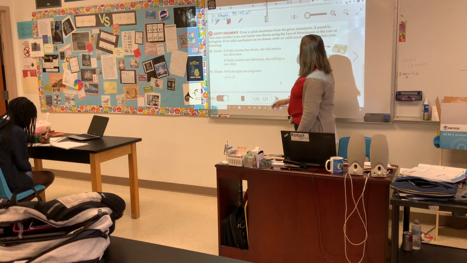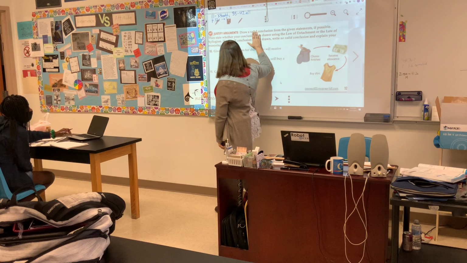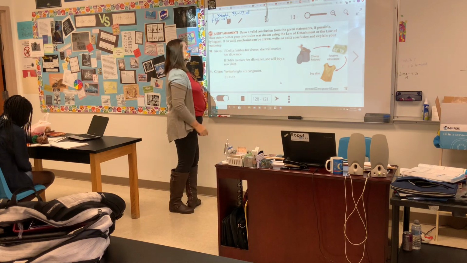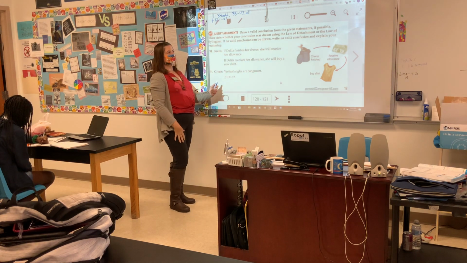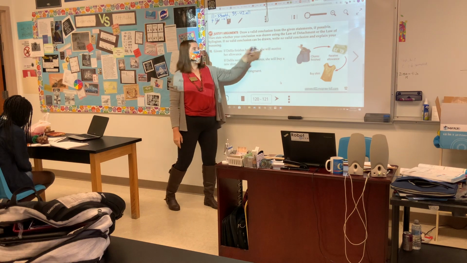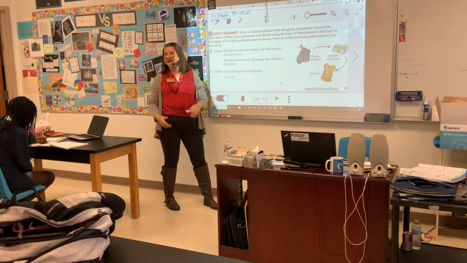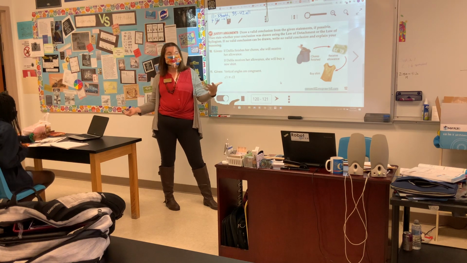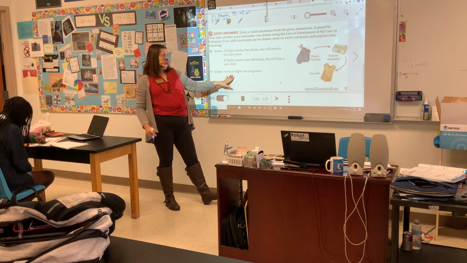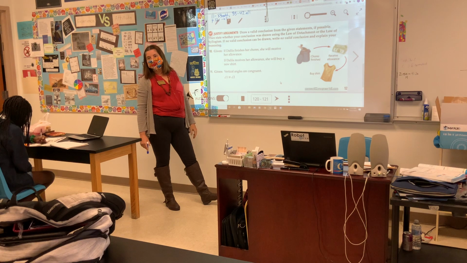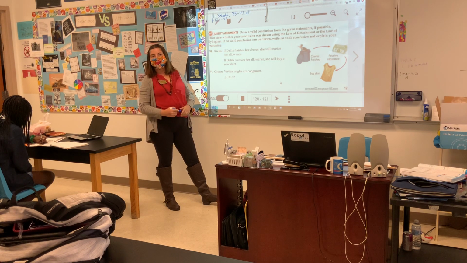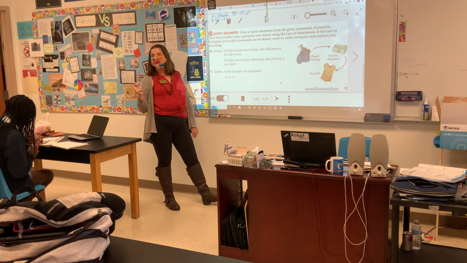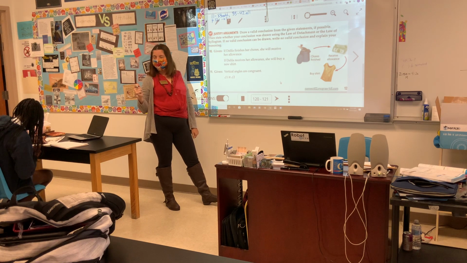So here we're asked to draw a valid conclusion from the given statements. And we need to state whether we use the law of detachment or the law of syllogism, or there is no valid conclusion. Okay? So what are vertical angles? They have the same vertex. They're right angles. Not necessarily.